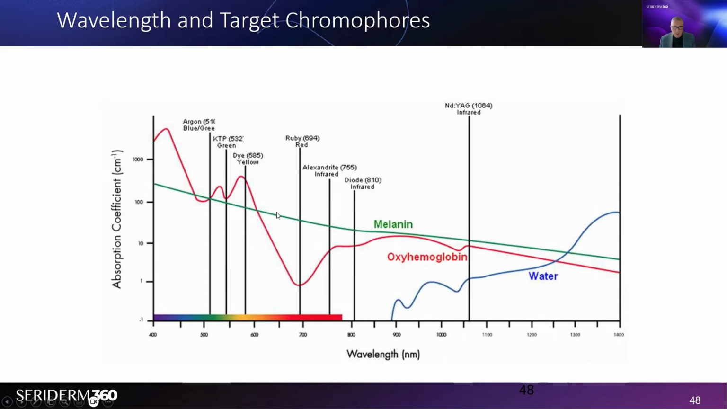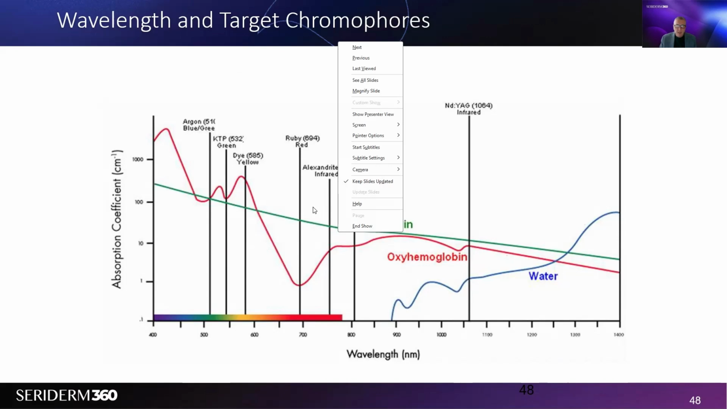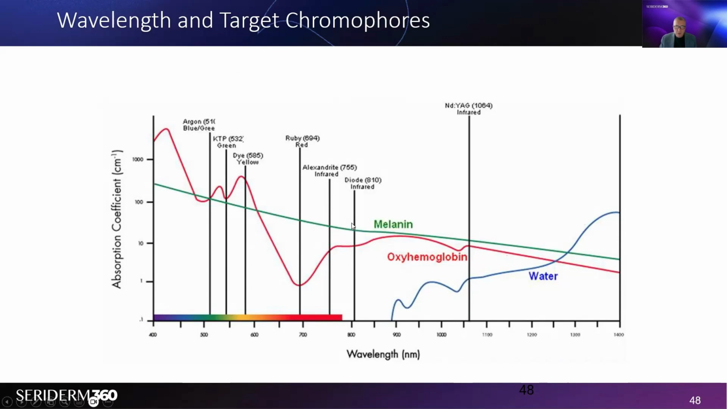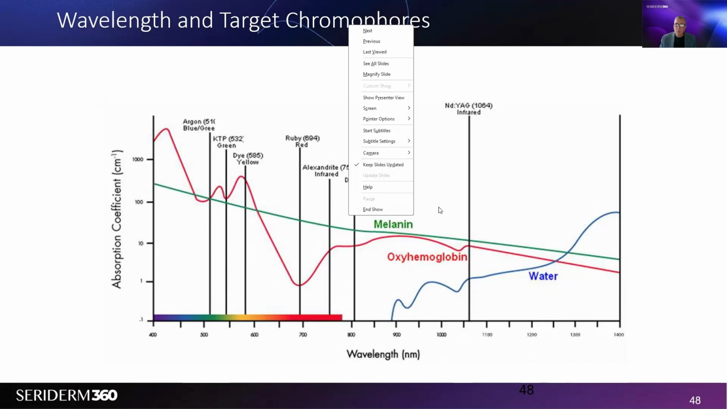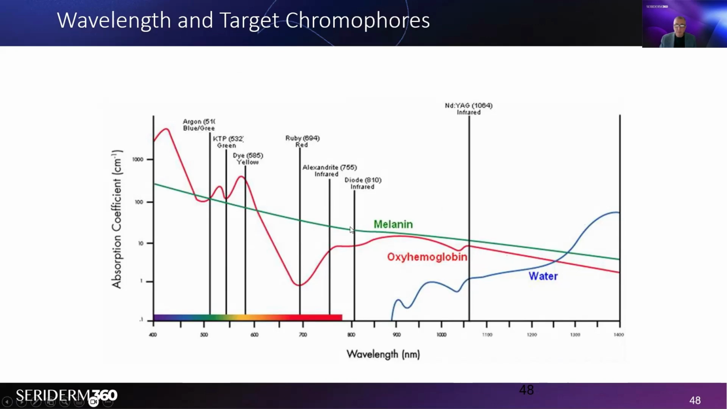But then if I want to perform things like hair removal, I need a wavelength of light that'll go deep enough. So now we look at these longer wavelengths here, which are also preferentially absorbed in melanin. We see that with our ruby lasers, the Alexandrite, the diodes. These are all useful for hair removal because the preferential absorption is melanin rather than blood.